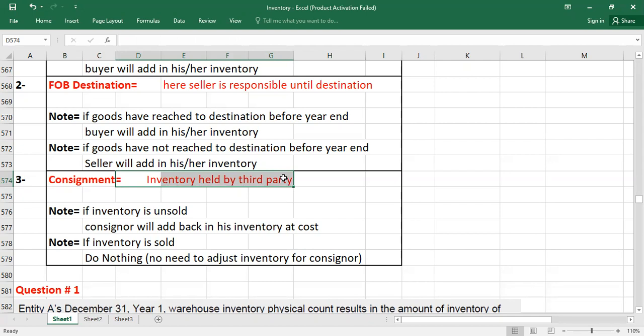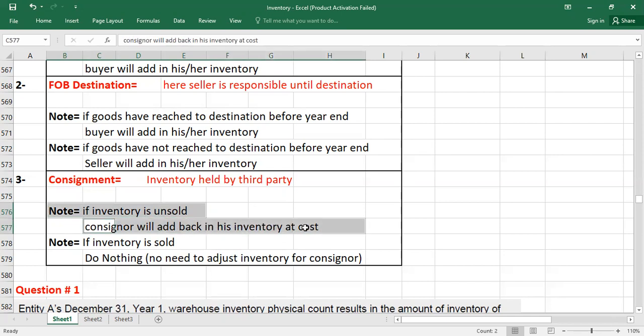So whatever inventory is held by the third party, that inventory is the consigner's inventory. Consigner means the party who is providing the inventory, and consignee is the party who is selling the inventory. Okay, so here you should remember, if inventory is unsold by the end of the period, because it was the consigner's inventory, the consigner will add it back in his or her inventory, but at cost, not at sale price.